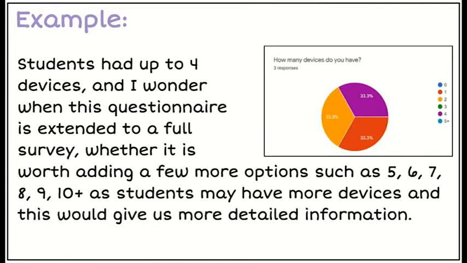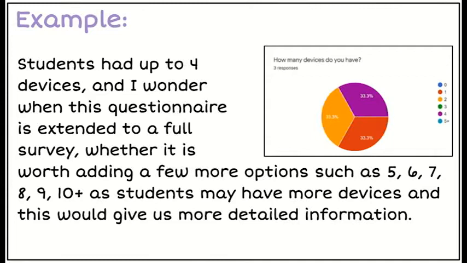This next question looked at how many devices we have, and what I noticed from the graph is that students had up to 4 devices. That's making me wonder, when I extend this out to a whole big group of people in my target population, is it worth having more options? At the moment I've got options from 0 up to 5, but given that quite a few people had 4, I wonder if there might be people that have 6 or 7 different devices, and so I wonder how much that variation is.